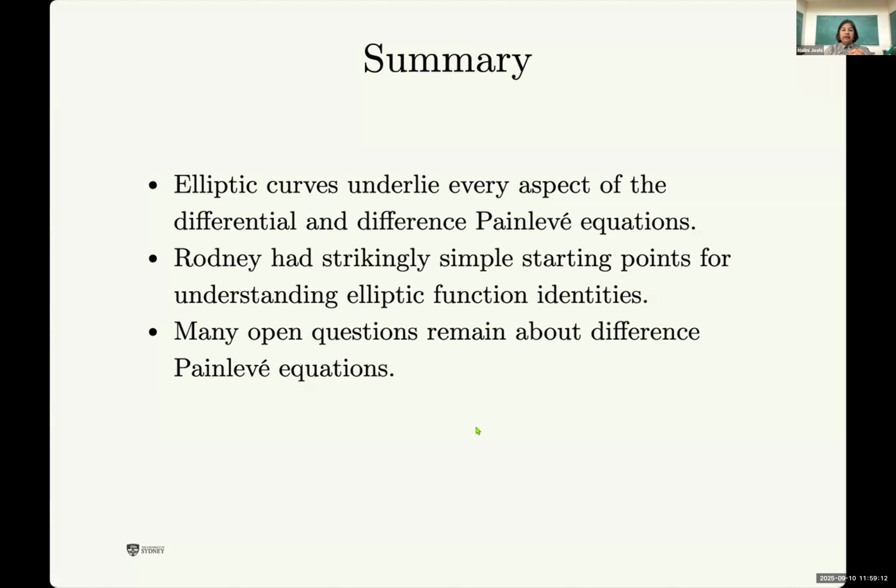But my hope is that there are even more fundamental things remaining to be discovered. And I want to end by thanking Rodney for the beginning that he forged for me. Thank you.